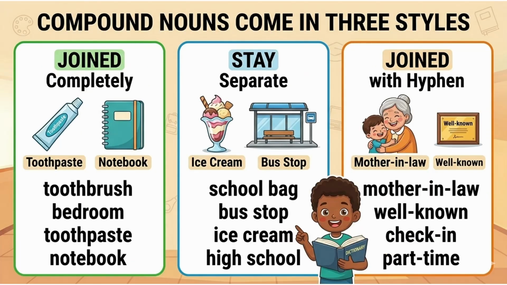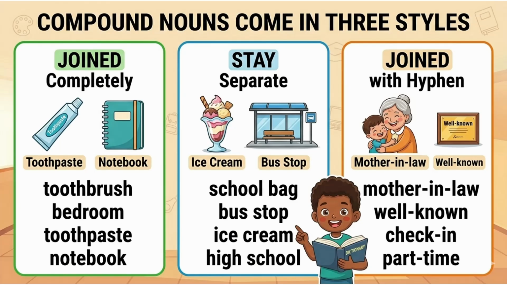When it becomes a common word, it is joined like notebook, toothpaste, etc. When words are still independent, we use separate words like bus stop, ice cream. And when we need clarity before a noun like well-known teacher. See, again I will say there is no fixed usage of this. When there is a confusion, check a dictionary.